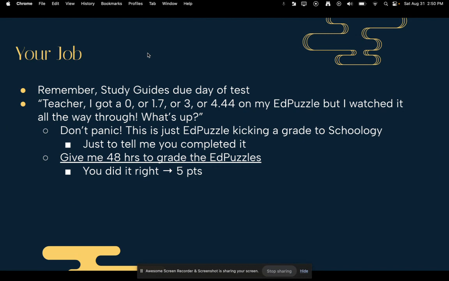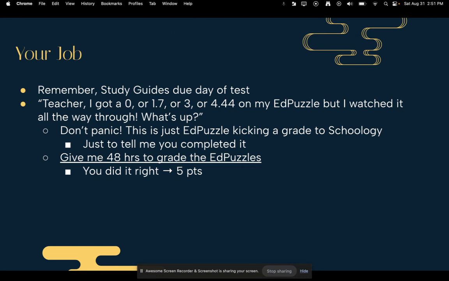Your job is also to remember that the study guides are due on the day of the test. Another thing I talked about back in your orientation folder is that maybe you saw that a grade came through on Schoology for your Edpuzzle and you got a 0 or a 1.7 or a 3 or a 4.44. Sometimes they're really odd numbers. And you're like, but I watched the Edpuzzle all the way through. What's up? Again, don't panic.